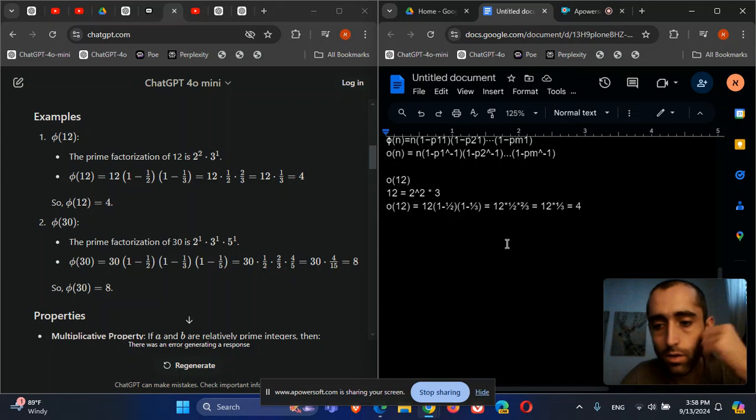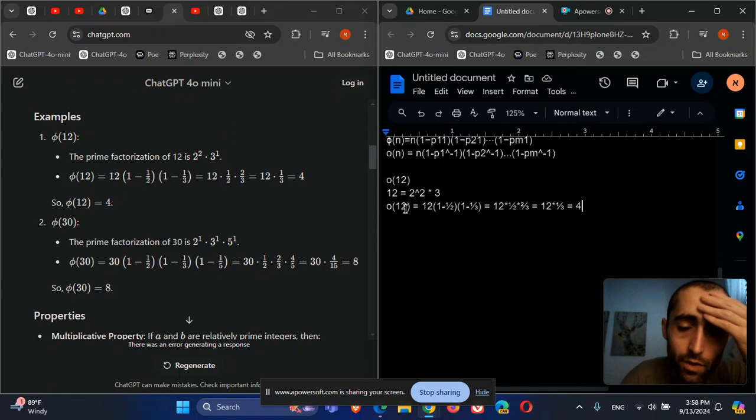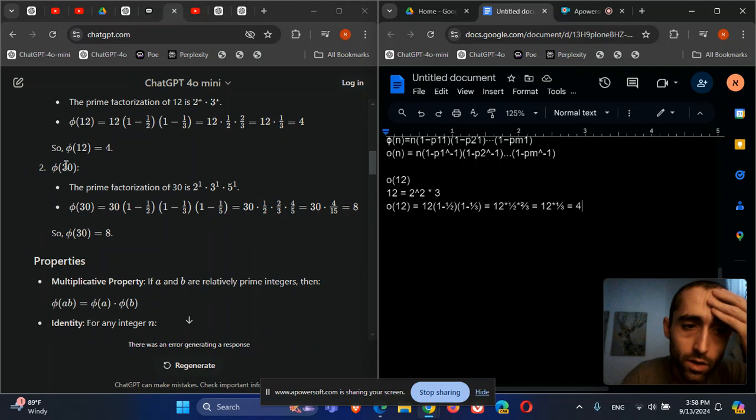So as you can see, we got what I just calculated brute forcefully. I got that the phi function of 12 is 4, namely there are 4 relatively prime numbers from 1 to 12, and this is it. You can see here another example for 30. Again, the prime factorization of this number. You can see that all the numbers here are prime, and you can see the result.